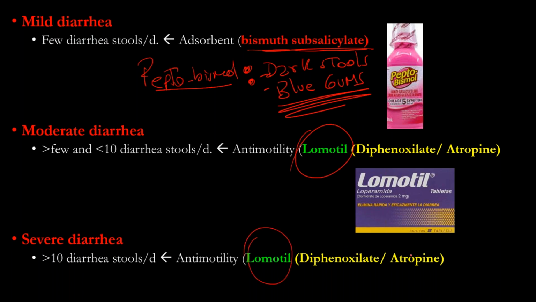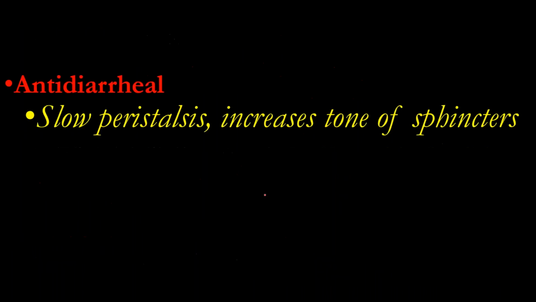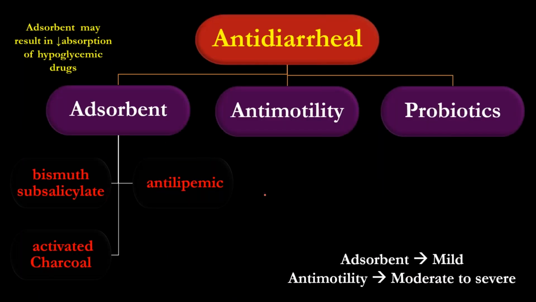diphenoxylate and atropine. Atropine is an anticholinergic. And diphenoxylate is derived from opium. It's not addictive, it does not cause dependence. So this has antidiarrheals: bismuth subsalicylate, activated charcoal, antilipemic. Focus here on the bismuth subsalicylate.